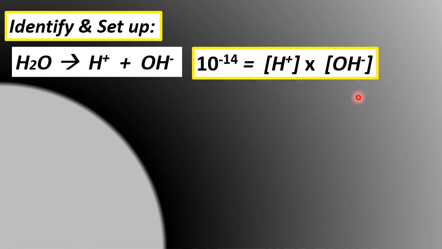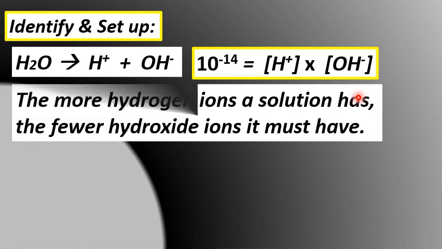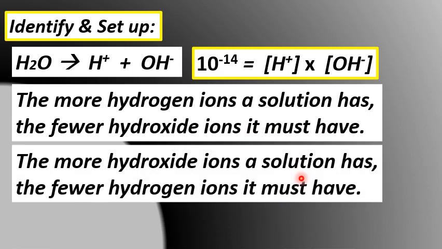So, based on this expression, we say that the more hydrogen ions a solution has, the fewer hydroxide ions it must have. Or, the more hydroxide ions a solution has, the fewer hydrogen ions it must have.